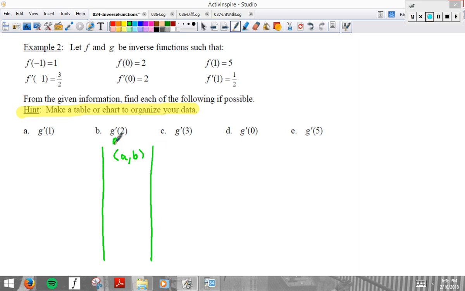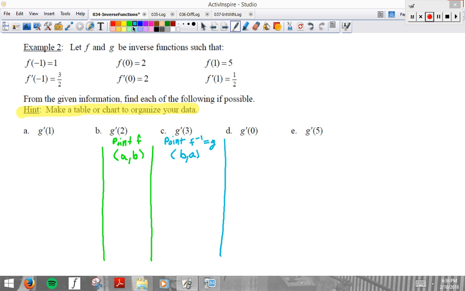This is a point on f. A point on f we can translate to a point on f inverse, which we'll call g. That'll be (b, a). If (a, b) is on f, then (b, a) is on f inverse. Okay. This will help us organize some stuff.